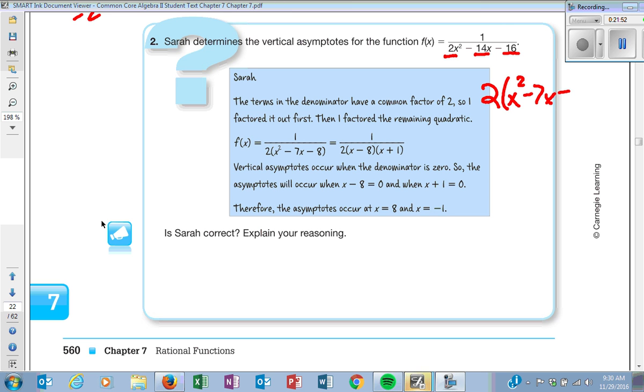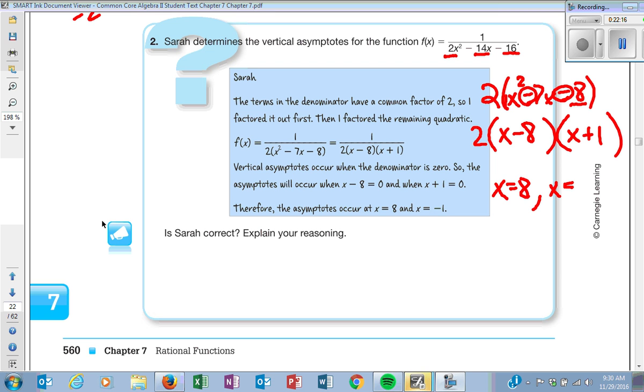Then she says, okay, this is the easy one. I can double bubble right away, because I have 1 right here. I need two numbers that multiply to 8, but have different signs so they subtract to a 7. That would be 8 and 1. The bigger number is negative, so I get x minus 8, x plus 1. That means my asymptotes are x equals 8 and x equals negative 1. So I got two asymptotes. She says that, therefore she's going to be correct.